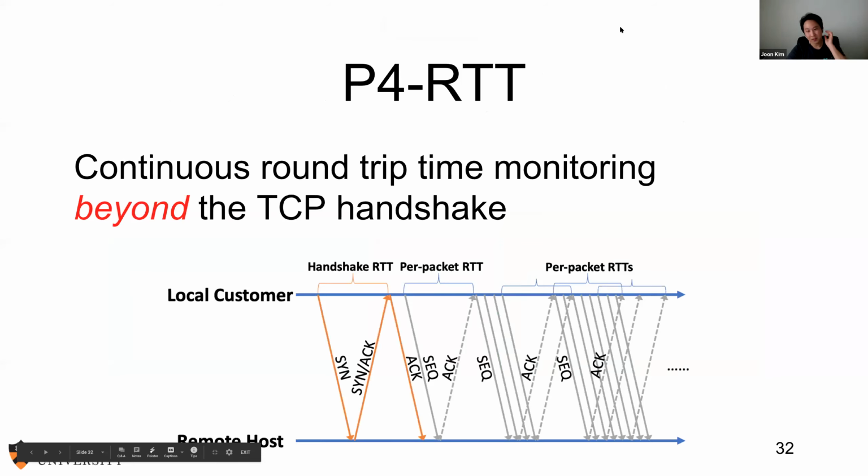Okay, so first of all, P4-RTT. P4-RTT is a program to continuously monitor round trip times beyond the TCP handshake. For example, you see a TCP handshake mostly, between the local customer and the remote host. Most tools just focus on the handshake RTT and are done with it. But there is much more going on during the session. You can actually measure the continuous RTT by using the timestamps between the sequence and ACK exchange between the local customer and the remote host. So the P4-RTT program started with this.